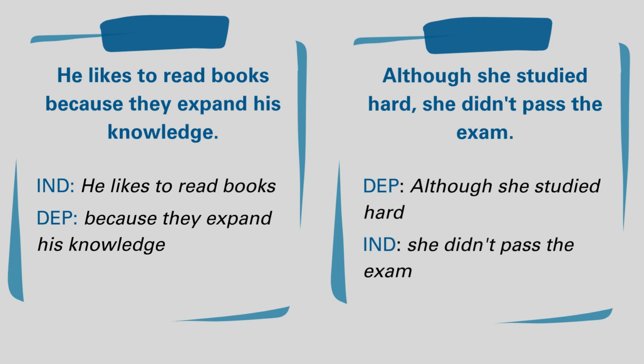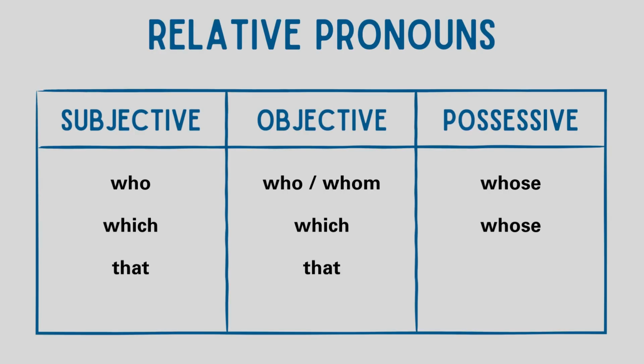So what if she studied hard? What now? What happens next? You don't really know. Hence, the first half is a dependent clause, meaning it needs the second half to complete its thought, right? Okay. So here you see the most common relative pronouns used in the English language.